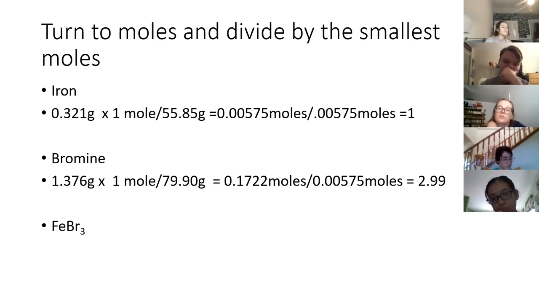I get 1 for iron. I divide the 0.1722 by 0.00575. I get almost 3 for my bromine. So my molar ratio, whoever mentioned molar ratio earlier, this is how we've determined our molar ratio. I've got a 1 to 3 molar ratio. And what I said earlier is that the subscripts are the molar ratio. So the subscript for iron is 1. The subscript for bromine is 3.